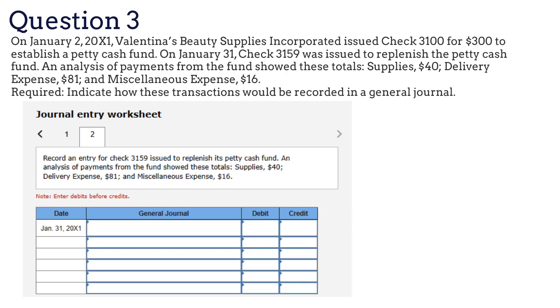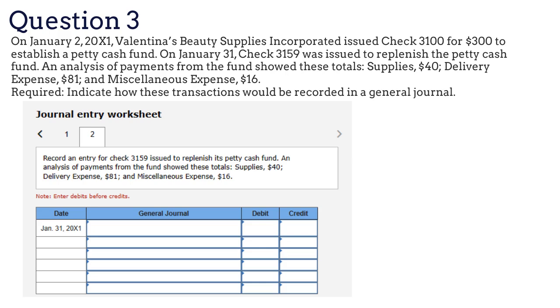Alright, let's look at question number 3. On January 2nd, Valentina's Beauty Supplies Incorporated issued Check 3100 for $300 to establish a petty cash fund. On January 31st, Check 3159 was issued to replenish the petty cash fund. An analysis of payments from the fund showed these totals: supplies, $40, delivery expense, $81, and miscellaneous expense, $16.